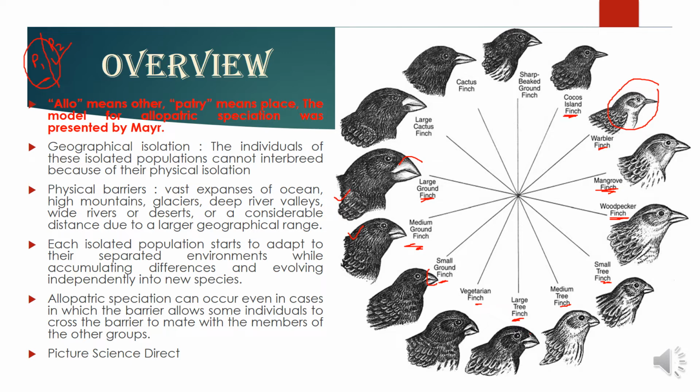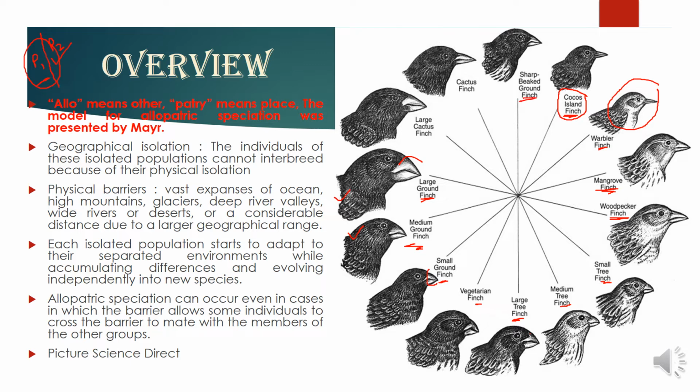Then we have the Cocos Island finch, which is not actually in the Galapagos. Cocos Island is in the Indian Ocean, north of the Australasian region. This Cocos Island finch is also an adaptive radiation from the original finch, and it has also got subspecies in all the 27 islands. They have got some subspecies.